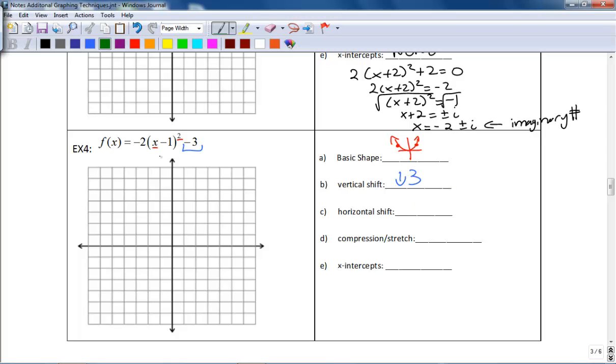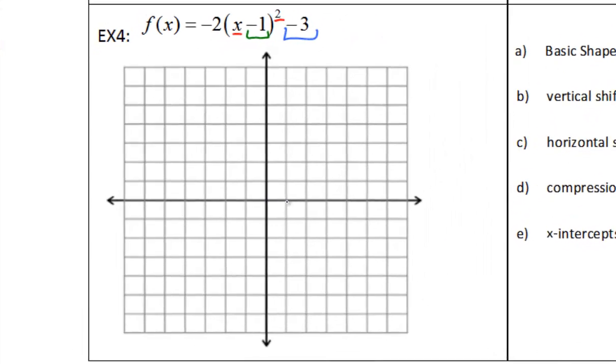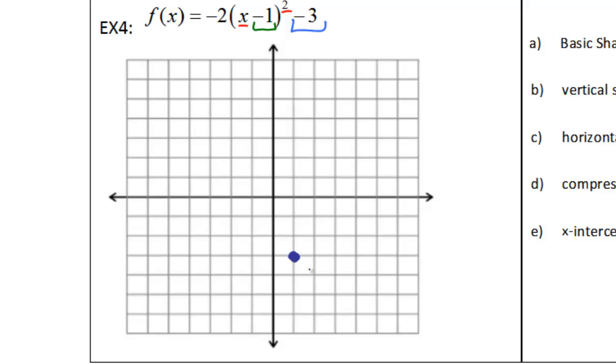Do I have a horizontal shift? Is there a number in parentheses with x? There sure is. It's a minus 1. Remember, those are going to be opposite that, so a minus would actually move me right 1 unit. So the vertex, having that kind of vertical and horizontal shift, would be opposite of negative, a positive 1, and then down 3 is a negative 3. Let's plot this point. There is my new vertex.